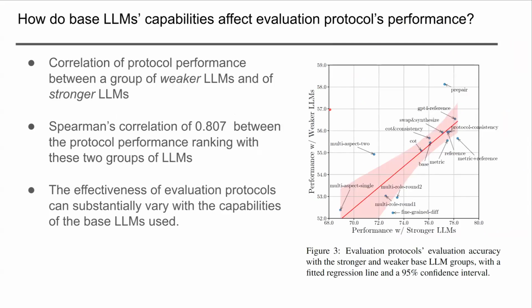And here is the correlation of protocol performance between a group of weaker LLMs and a stronger LLMs. So basically, we divided the LLMs into a stronger and weaker group, and then we looked into the correlation between performance on these. And it looks like the correlation here is not very high. The effectiveness of evaluation protocols substantially varies with the base LLM qualities.